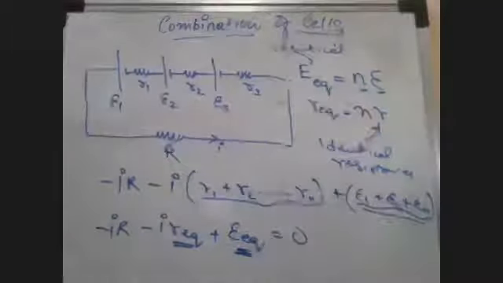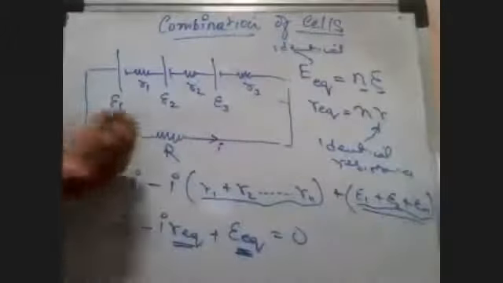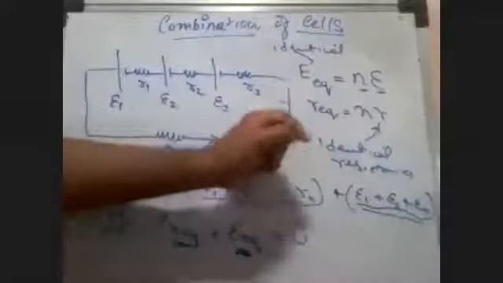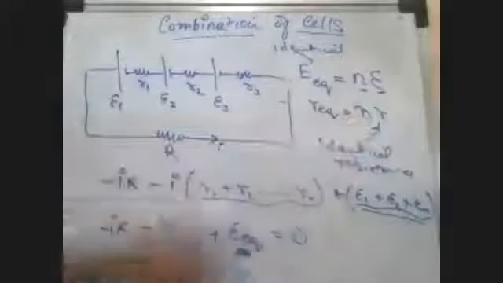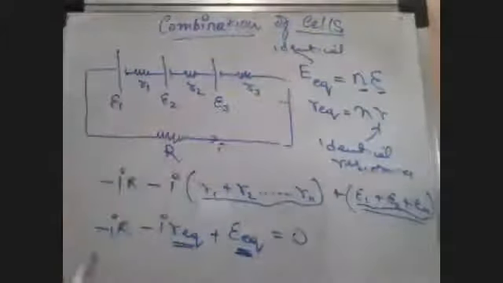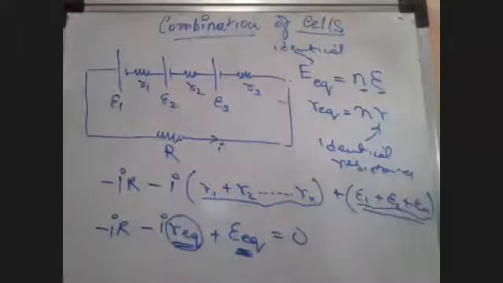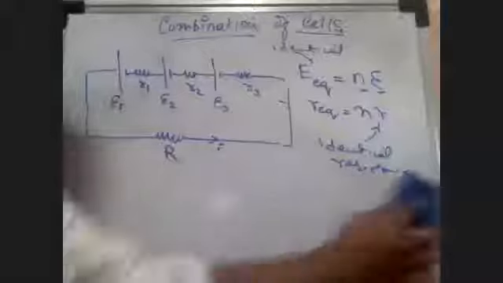So you have to understand that if the cells in a circuit are in this configuration and they are all identical, with their internal resistances also identical, then the total equivalent potential and the total equivalent resistance are n times epsilon and n times the internal resistance respectively. If they are not identical, then simply compare these two equations. You will understand that R equivalent is R1 plus R2 plus R3 and so on, and E equivalent is epsilon 1 plus epsilon 2 till epsilon n.